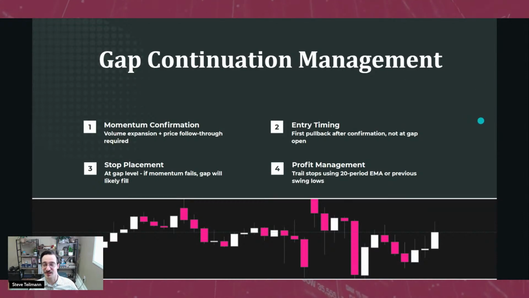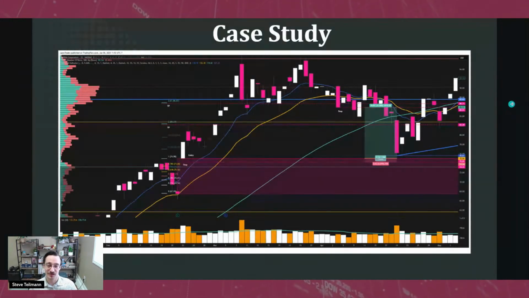All right, so yeah, that's gap continuation. Let's talk about some actionable stuff here. So we got NVIDIA here. This is a little bit back, right before they started, call it topping, call it distributing, call it basing again up here. But on that crazy parabolic move, you had some wild earnings gaps and some wild gap continuations. So I know this is a little hectic, a little messy, but I'll break it down for you here.